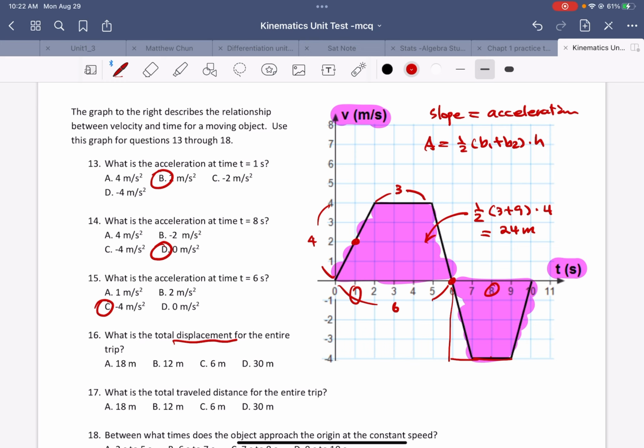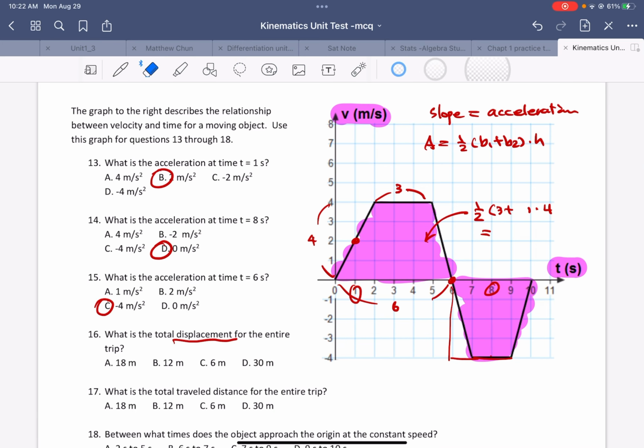3, 6, and then hold on. So that's 12 times 2, yeah, 24. Oh no, I made a mistake here. So 3 plus 6, basically, not 9. So that's 9 times 2, and so 18. Okay.